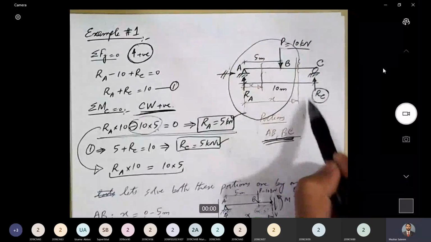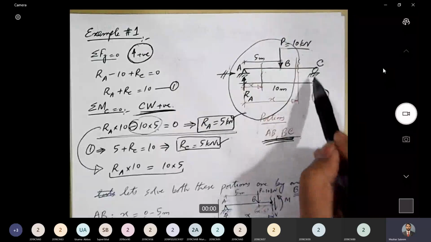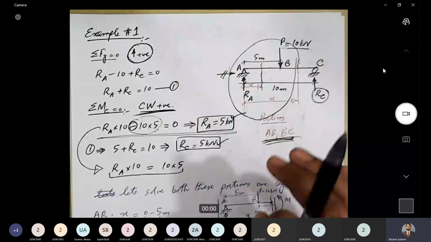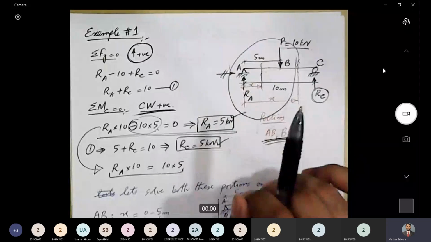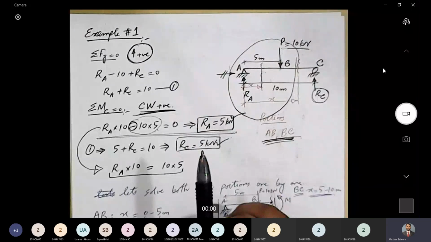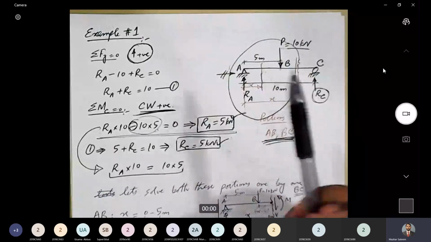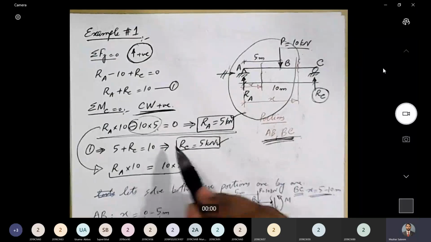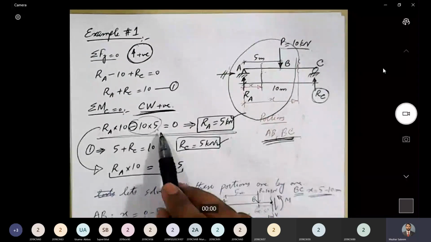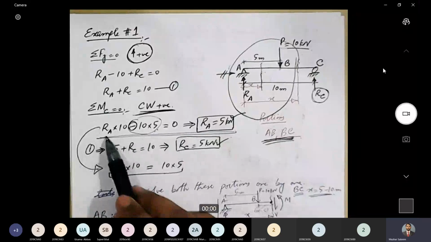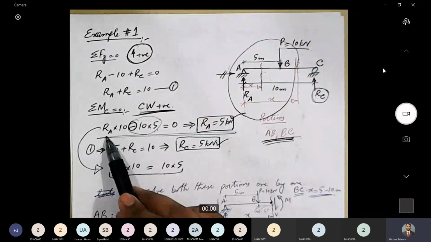There is a third force, Rc, but Rc is passing through point C. So the lever arm for Rc with respect to point C is equal to 0. Therefore, it will not produce any moment about point C. We already know this from our basic mechanics that if any force passes through a point, it cannot produce any moment about that point. So that's why this equation will end here. We'll put it equal to 0. And now in this equation, we have only one unknown, Ra.